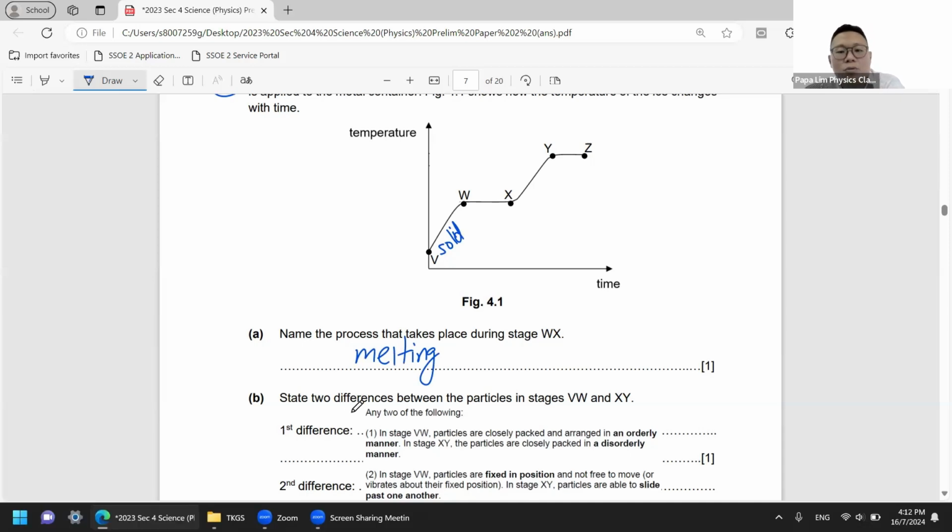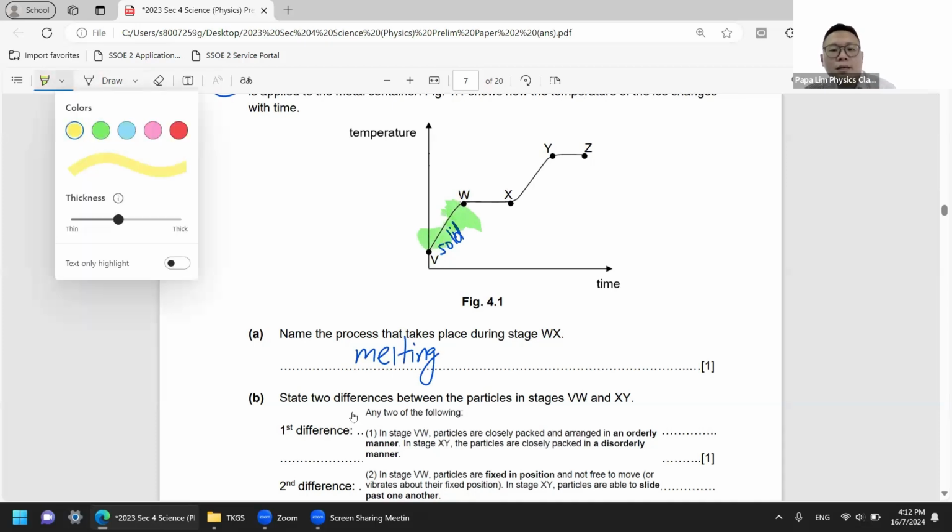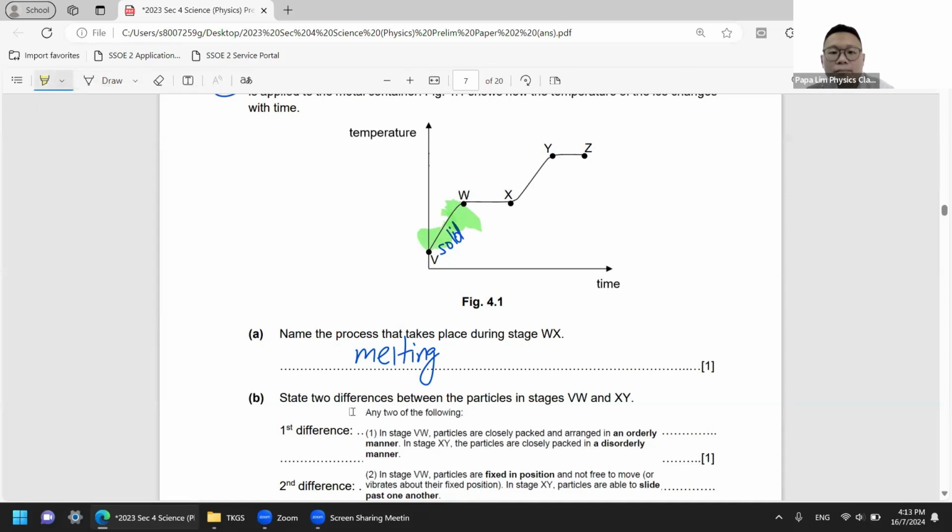Now, state two differences between VW and XY. VW is here, heating. Then followed by XY. So now we are looking at the two heating stages. One obvious thing that we have to take note of is that the two stages are both heating, but they belong to two different states of the medium, the particles that we're looking at.